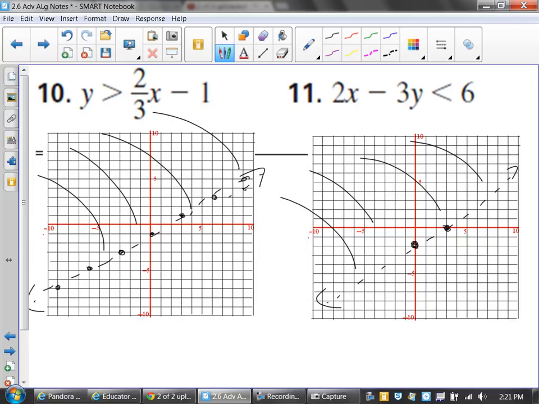Will it always be the bigger part of our graph that is true? No. It just happens to be dumb luck. Third time is the charm. No, it's just dumb luck.